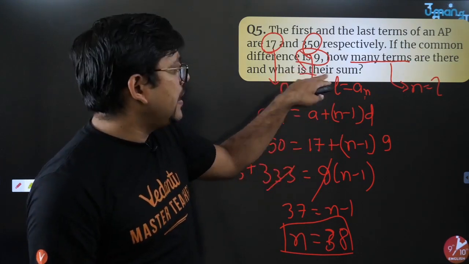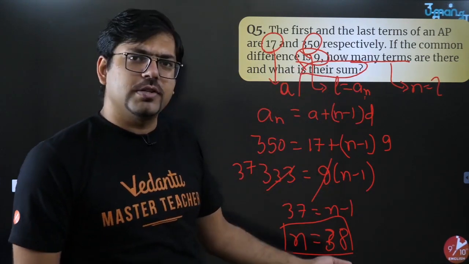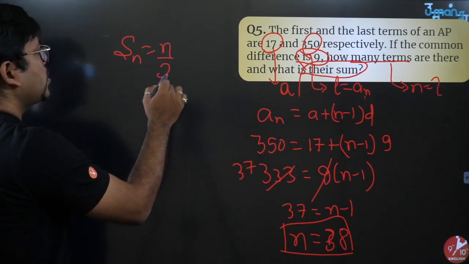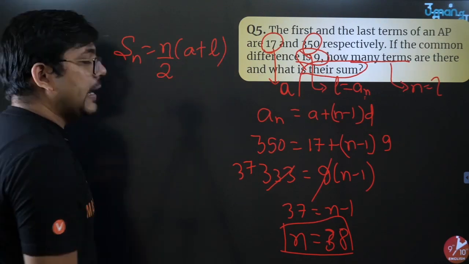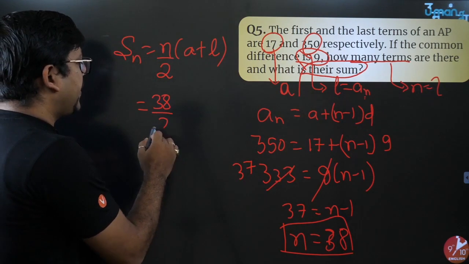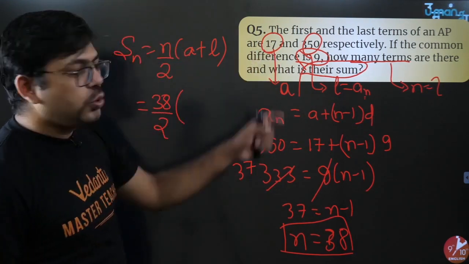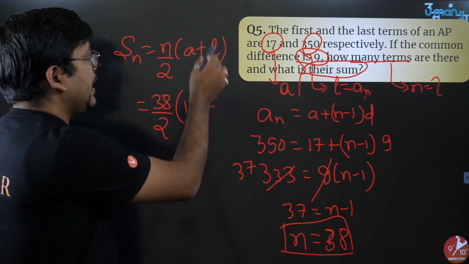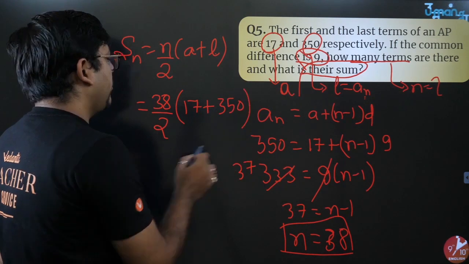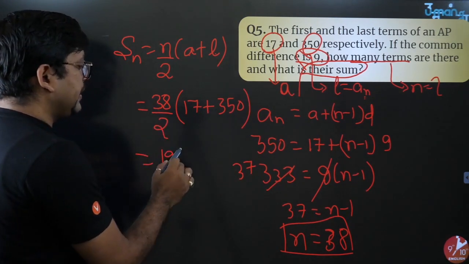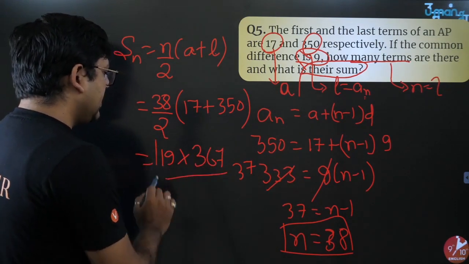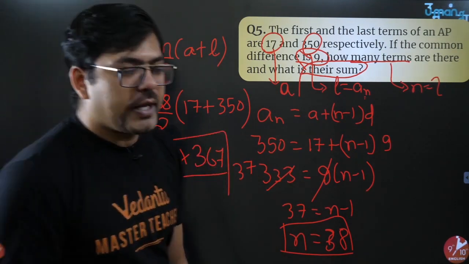Now, can you find their sum as well? I would say, yeah, that is super easy, man. Why super easy? Because Sn is equal to n by 2 into (a plus l). Do we know n? Yeah, we do know n. n is 38, so 38 by 2. Do we know a? Yes, a is 17. Plus l. Do we know the last term? Yes, 350. So finally, what did you get? This will get cancelled to 19, into (350 plus 17). This is 367. So 19 into 367.